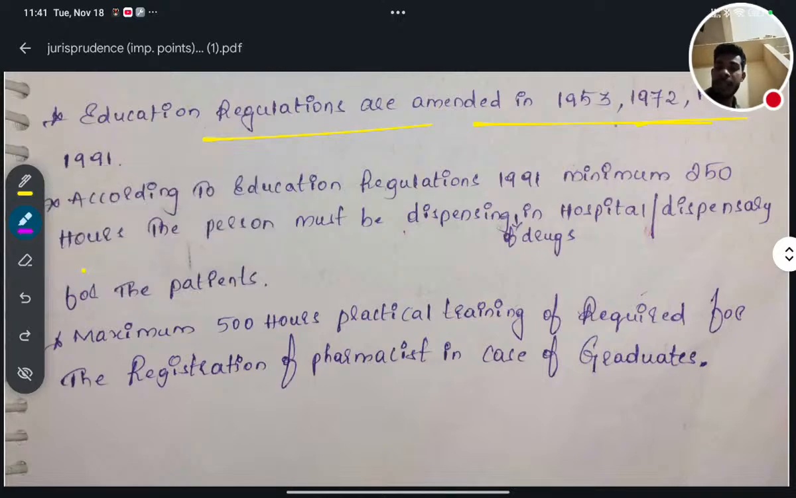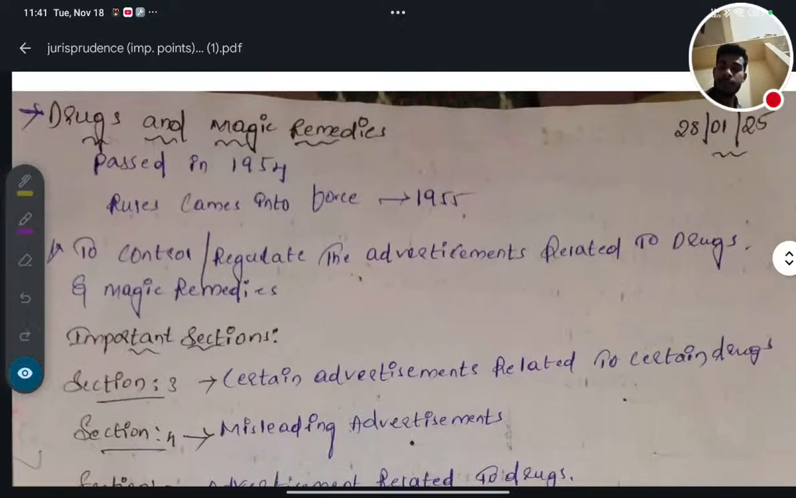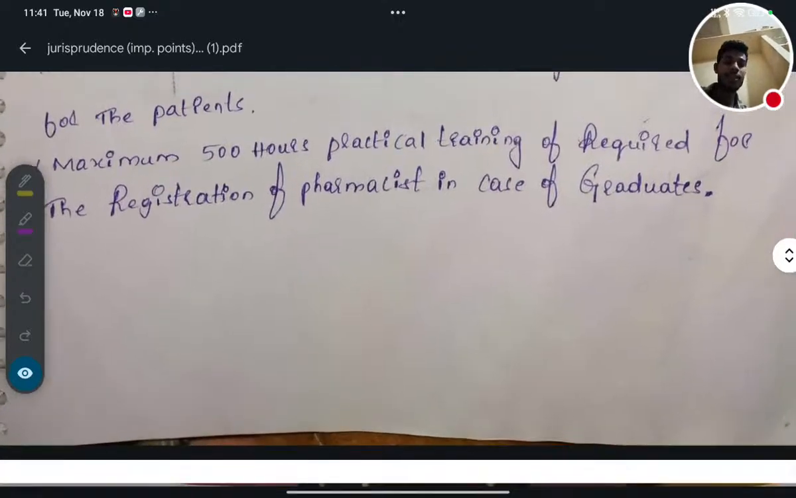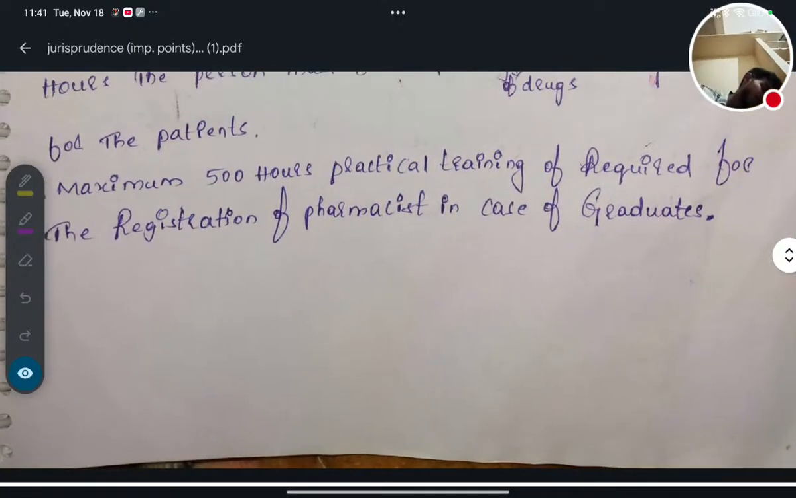The next important point is drugs and magic remedies. Drugs and magic remedies is a different topic. We will learn drugs and magic remedies in the next lecture.